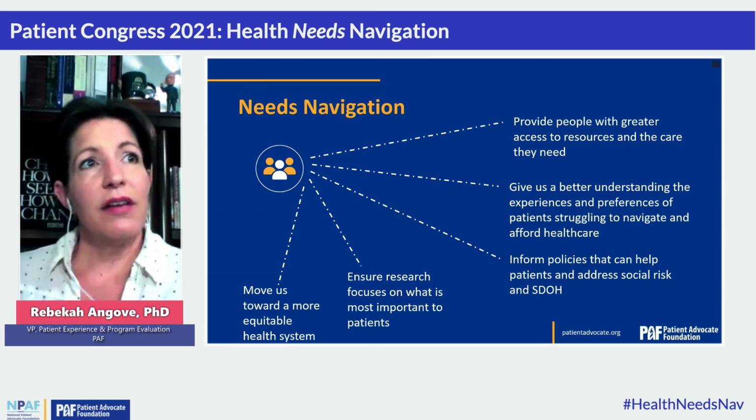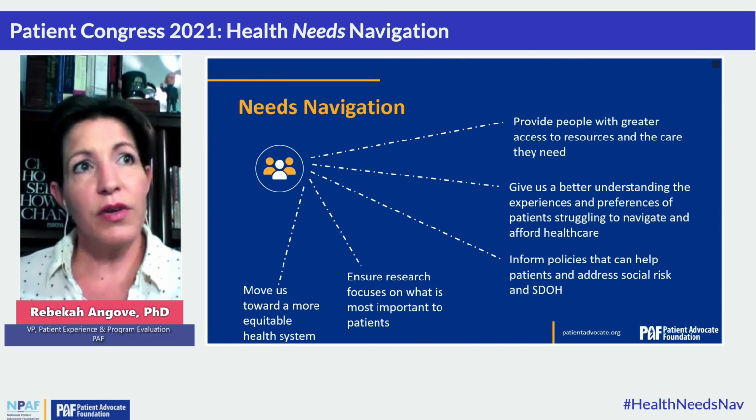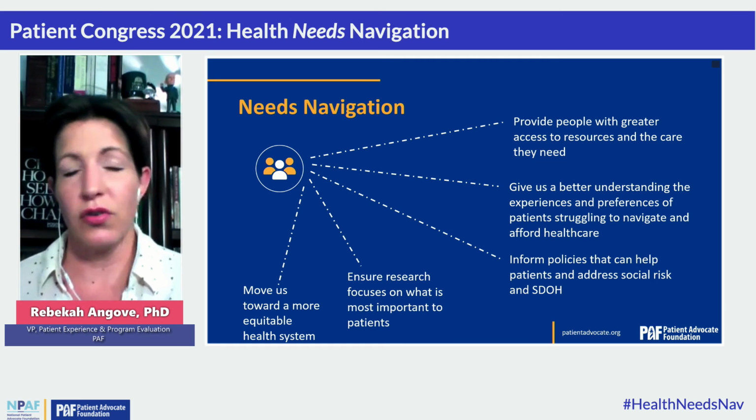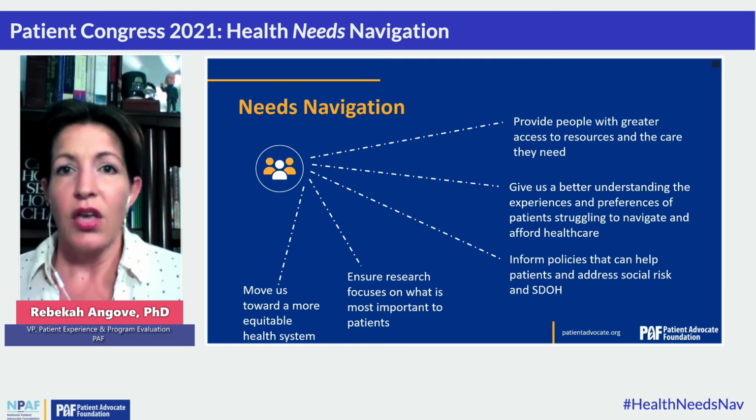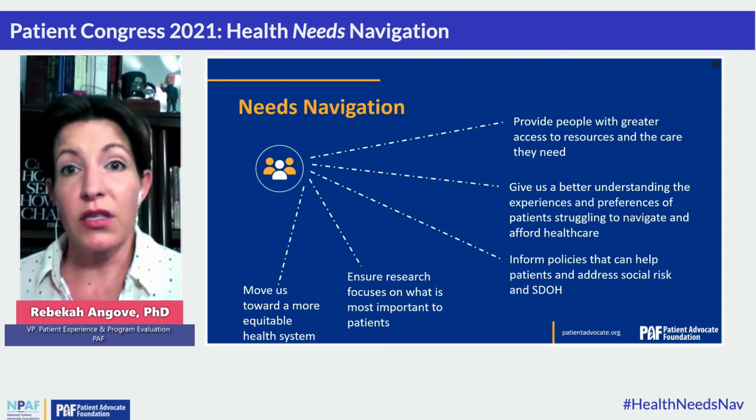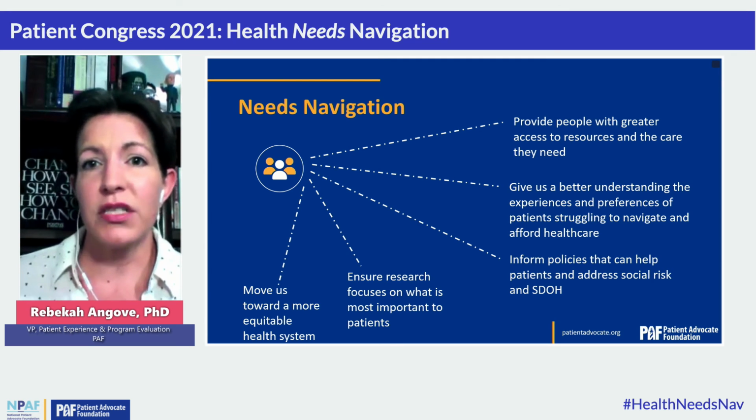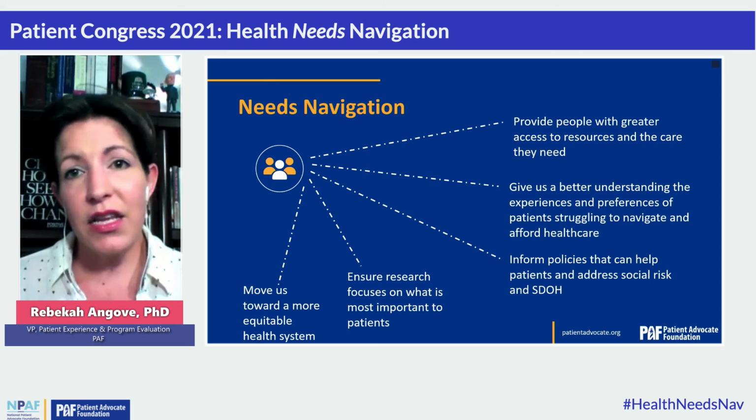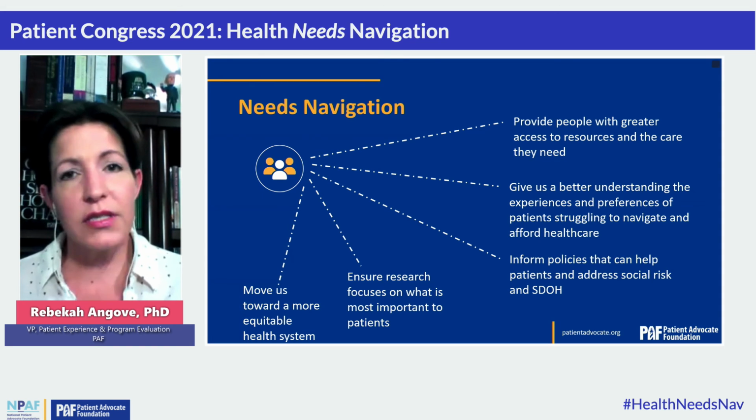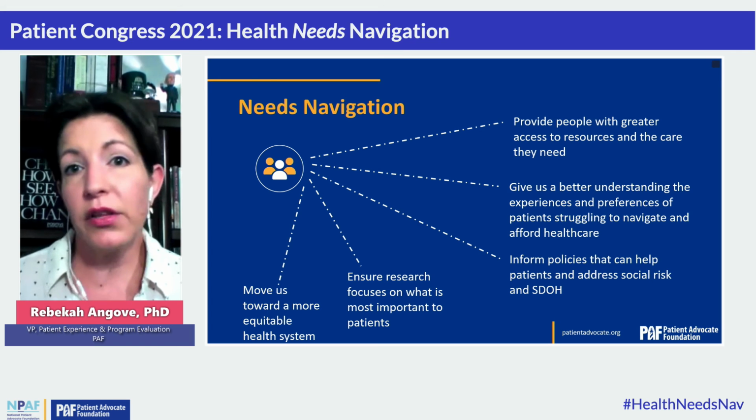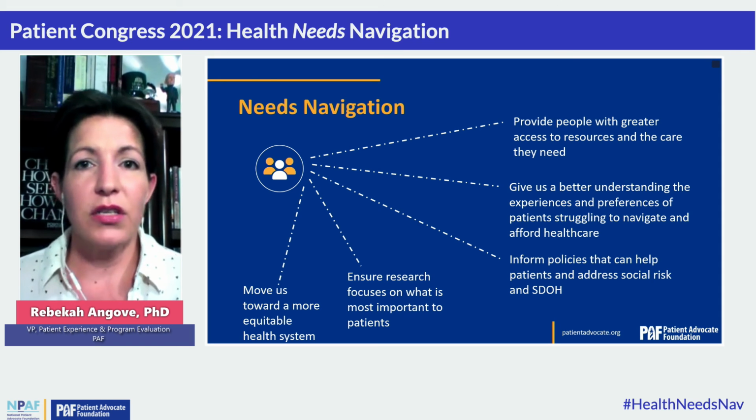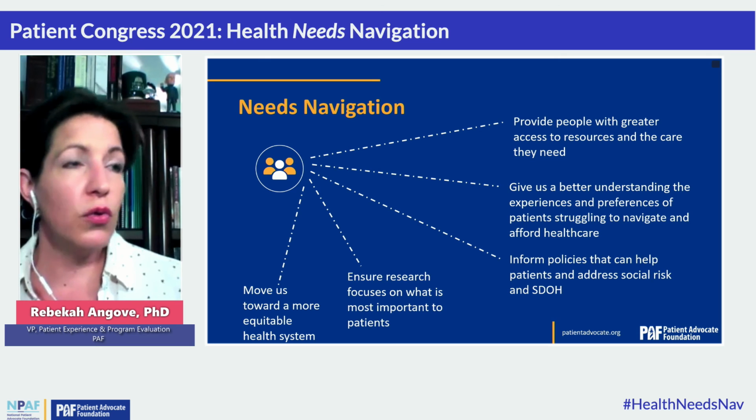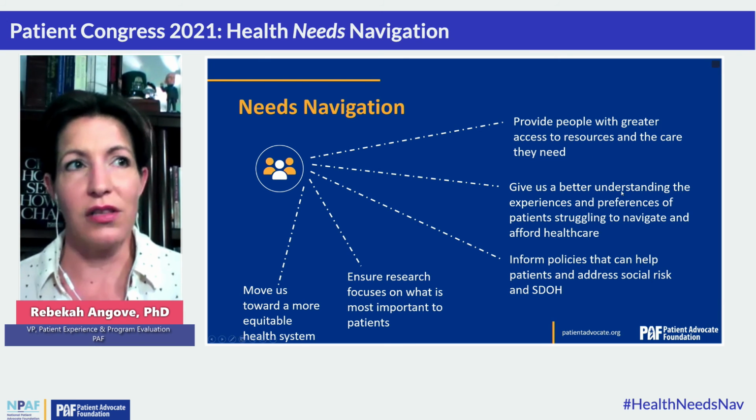And so again, needs navigation provides people with the resources and the care they need, but it also gives us an understanding of the experiences and preferences of patients struggling to navigate and afford healthcare. So once we start learning what that patient experience is, we can start putting programs and interventions and policies in place that can help patients address those social risks and social determinants. And then, there is a whole body of research and work that is focusing on what's most important to patients. And we only learn that by talking to patients. So again, learning from patients what their social needs are, the experiences that they're bringing can help inform research and truly move us towards a more equitable health system. That is the ultimate goal.